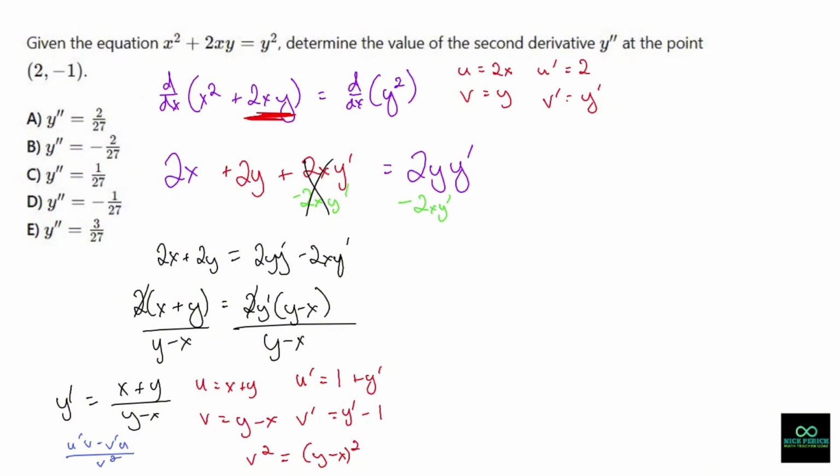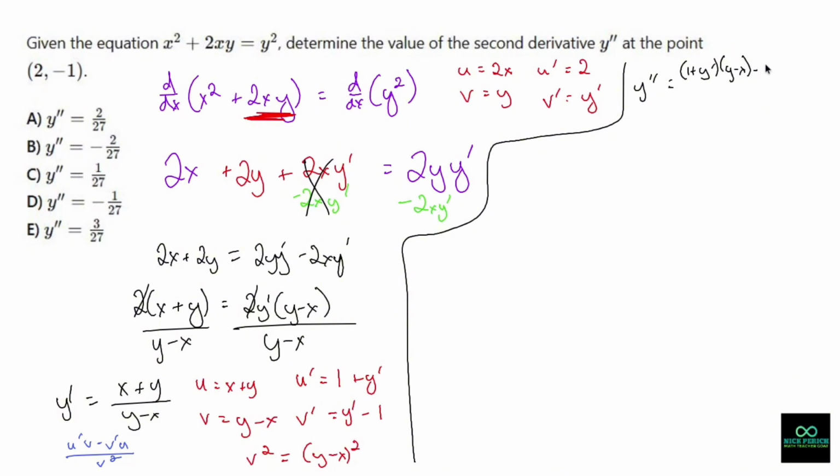So let's go up here. Oh boy, I'm so scared that I'm going to run out of space. Sloppy. All right, y double prime is going to equal u prime v, so u prime is 1 plus y prime, v is y minus x, minus v prime, which is y prime minus 1, times u, which is x plus y, over y minus x squared.